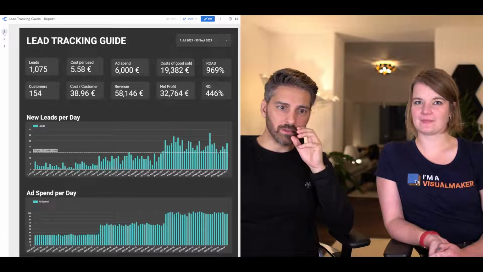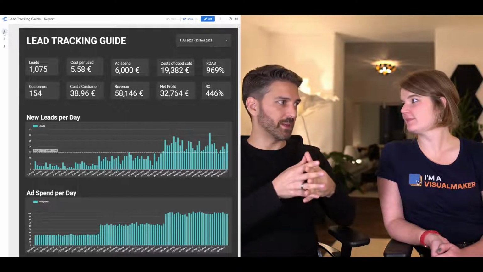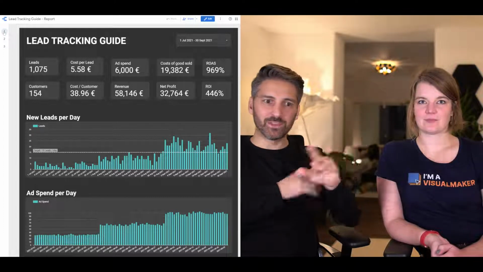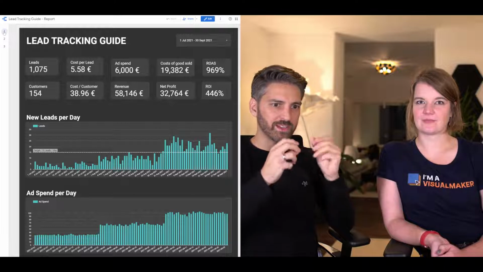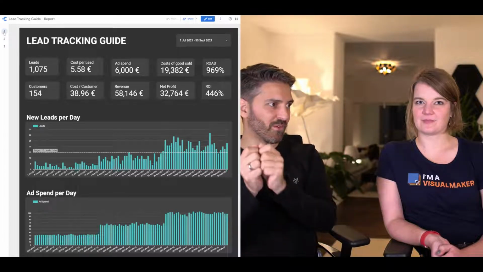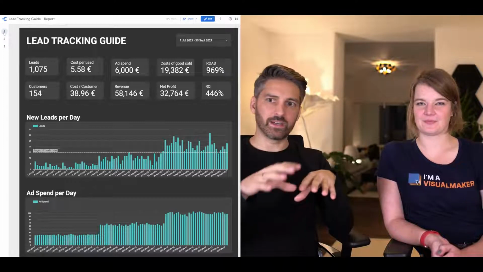And I want to always build those tools as best practice examples. For example, the screenshot you saw from the interactive lead magnet guide looks a little bit different because I learned more stuff. I added more formats, inspiration, and that's going to be the same with the lead tracking guide.